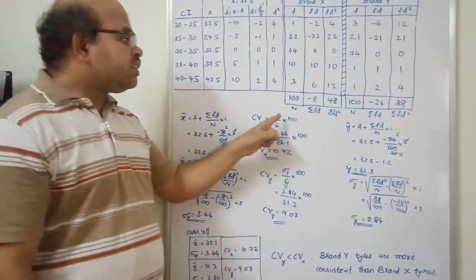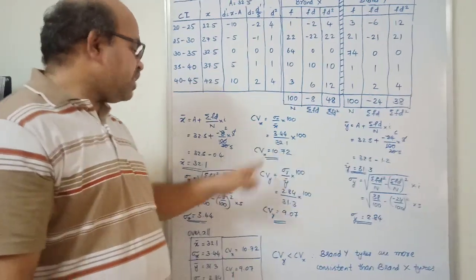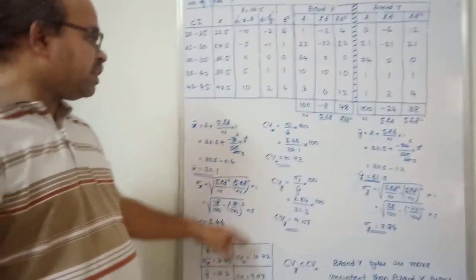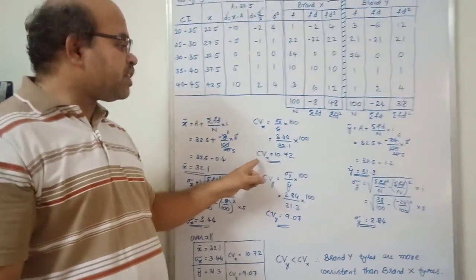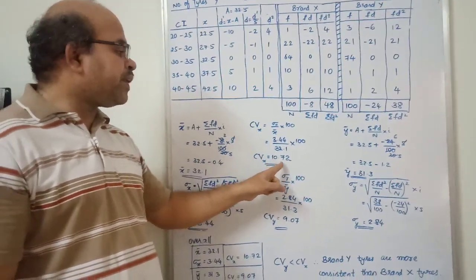Sigma x by x bar into 100, that is 3.44 by 32.1 into 100, will give you CVX, the coefficient of variation of x, that is 10.72.